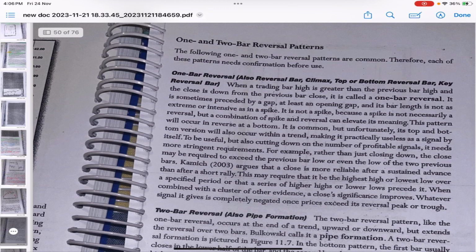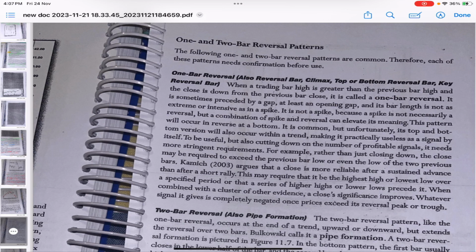Okay, now we have come to the 1 or 2 bar reversal patterns. Until now we've been seeing a cluster of reversal patterns, and now we come to 1 bar or 2 bar reversal patterns. So what do you understand by 1 bar reversal? A 1 bar reversal is when you're able to see a reversal by just looking at 1 bar. It's also called a reversal bar or a climax bar or the top or bottom reversal, key reversal bar. So we are basically referring to one particular bar which gave you signs of reversal.